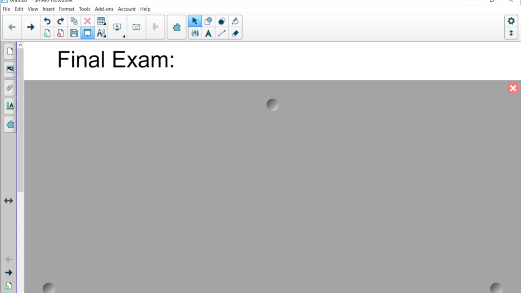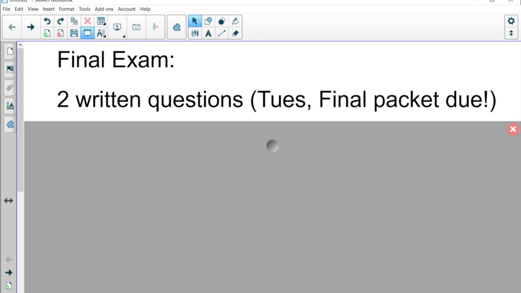So here is what you'll see on the final itself. 2 written questions. This is what we're doing there. This is also when the final packet is due. This is when we'll be checking the final exam packet itself for points. We're checking that for points regardless of whether or not you are taking the final.